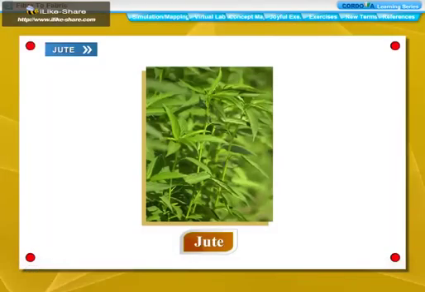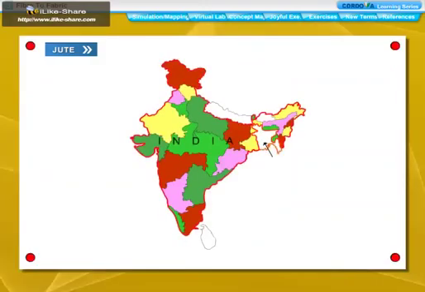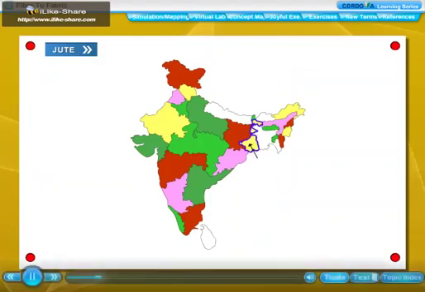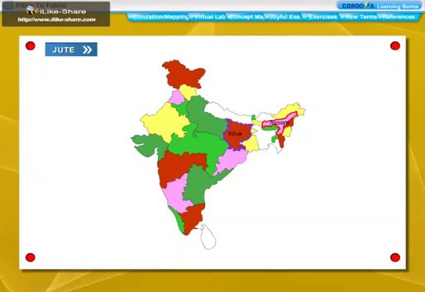Jute. Jute is a plant fiber obtained from the stem of the jute plant called patsun or pat in Hindi. India and Bangladesh are the major producers of jute in the world. In our country, jute is cultivated in West Bengal, India's largest producer of jute, Assam and Bihar, in the low-lying areas around the rivers Ganga and Brahmaputra.